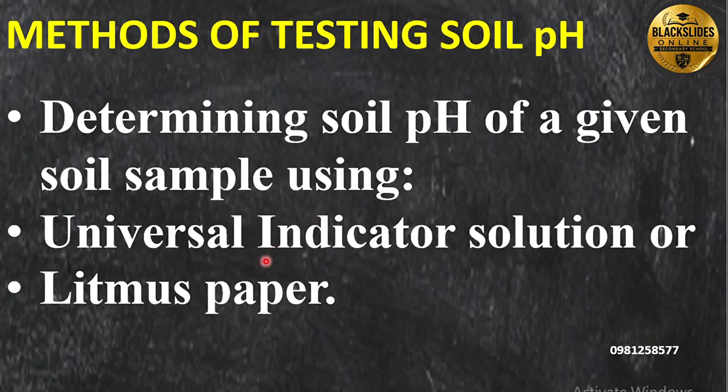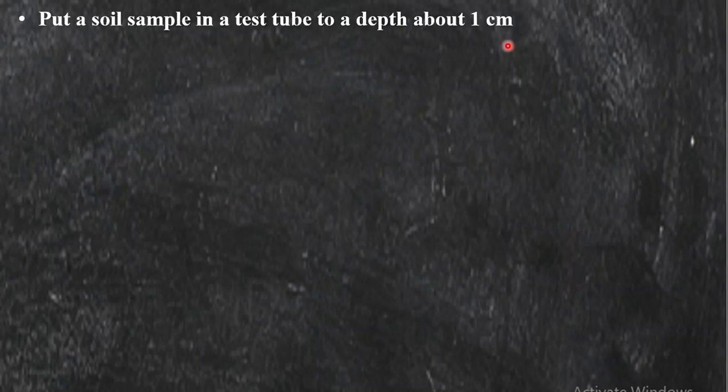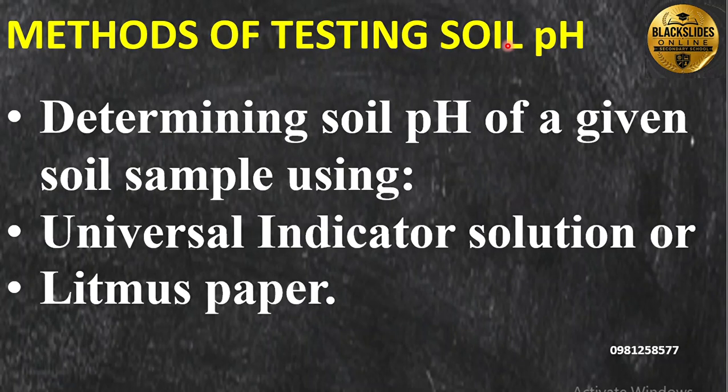Alright, so we are going to discuss these two methods of testing soil's acidity or pH, soil pH. So let's look at how we can determine soil pH using universal indicator solution. So we shall start with that method.